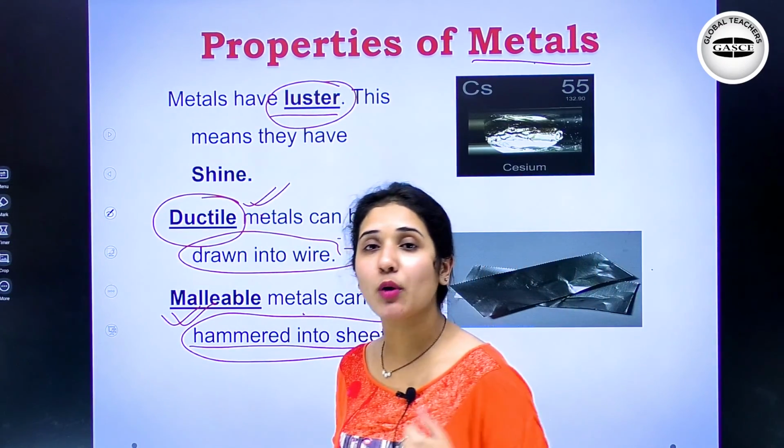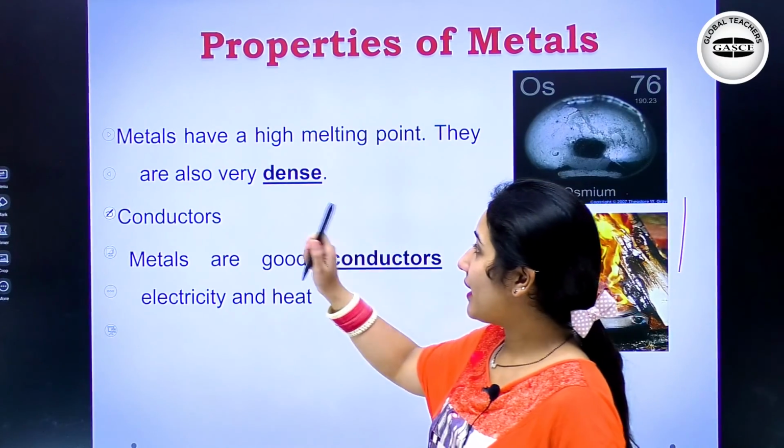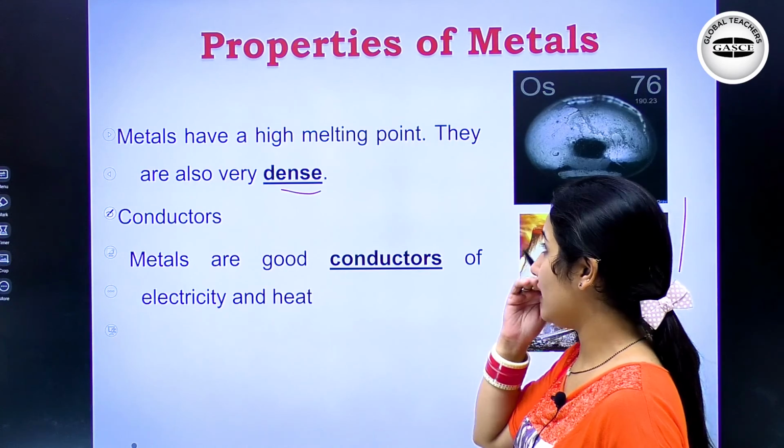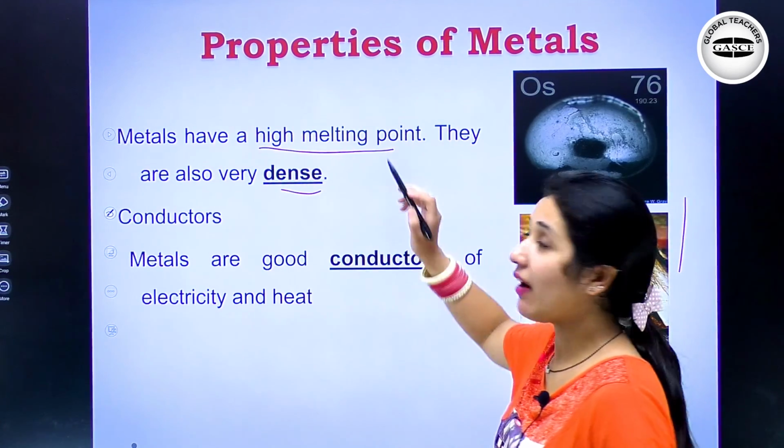Now let's discuss some other properties. Now, the next property is density. All the metals that we see around us are dense, and because of their density, they have a high melting point.